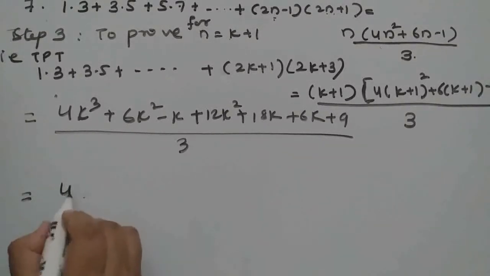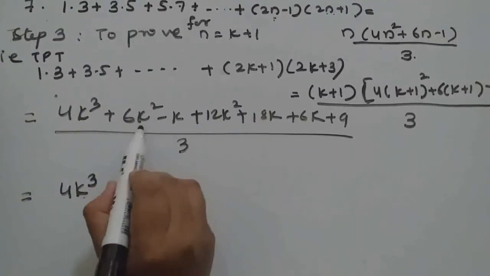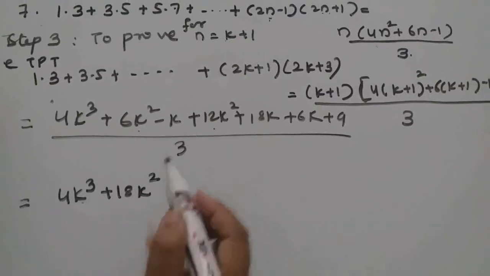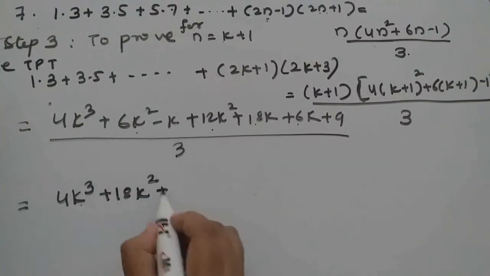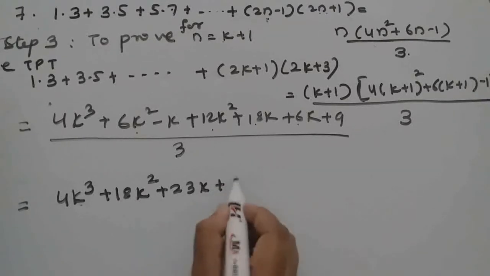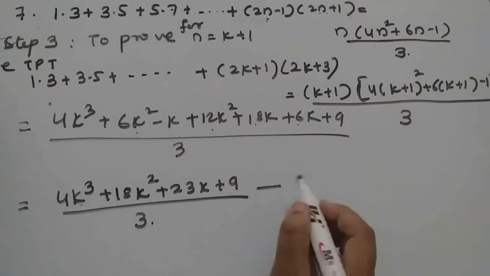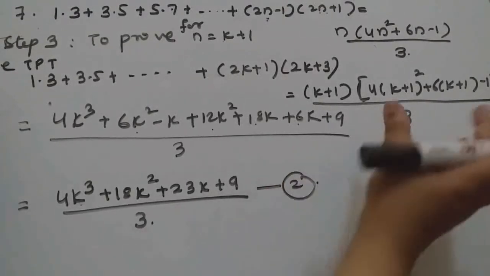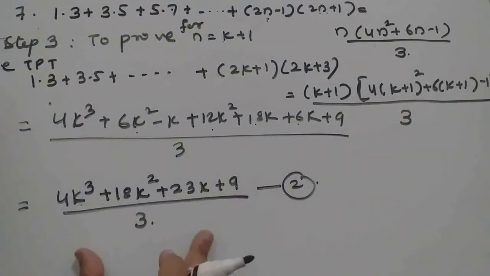So now here 4k cube term is not there, so we will write 4k cube only. 6k square plus 12k square means 18k square we can write. Then see, 18 plus 6 is 24k minus k means 23k plus 9, whole divided by 3. So this is equation 2 suppose here. Okay, so now we will simplify RHS. We will simplify RHS to get this expression here.